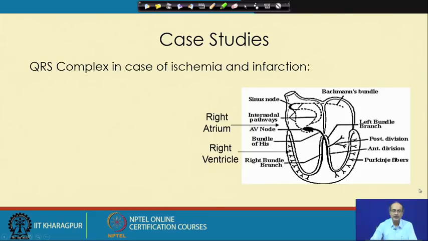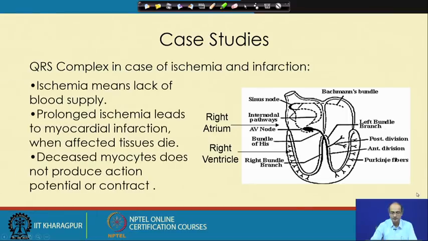So, it will first starve for some time, it will not be able to do the normal operation, and if that situation continues, it will permanently die. The first stage, when it is starving of oxygen, is called ischemia, and if it permanently becomes dead, it is called infarction. Ischemia means lack of blood supply, and if it is prolonged, the tissues start dying. In case of myocytes also the same thing happens, and they will not produce any action potential.